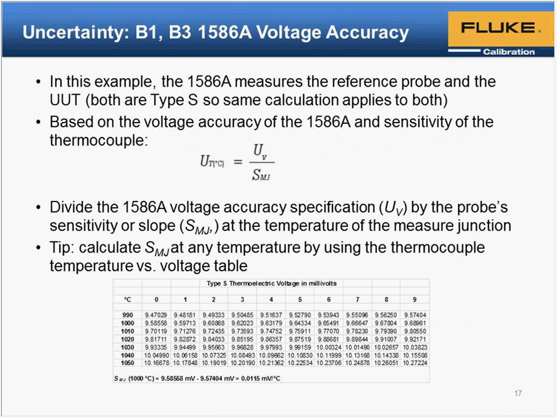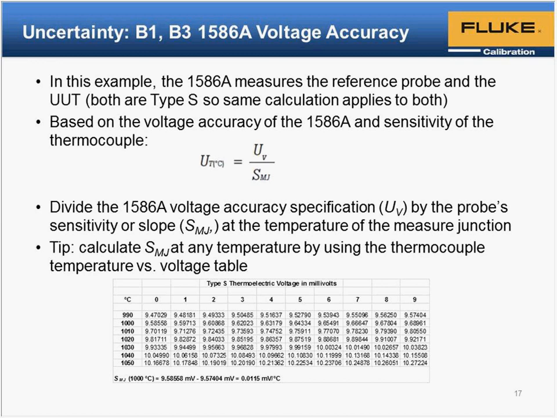The calculation that we will be using is converting the 56A's voltage uncertainty, or its voltage accuracy spec, depending on what's described in the user guide, to a temperature uncertainty. And we do that by dividing by the Seebeck coefficient at the temperature that we're interested in. The term for Seebeck is the sensitivity of the probe, or slope of the probe. It's the voltage versus temperature slope at the temperature that we are interested in.